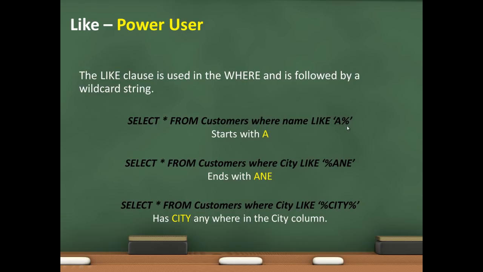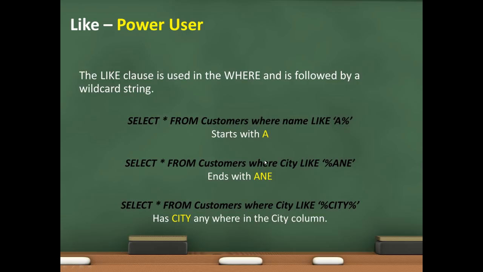And what the percent symbol says is, if it's at the end, so notice the way it sets here, I've got it apostrophe A percent. This says give me everybody who starts with the letter A. If I did an AD here, it would say give me everybody that starts with AD. The percent symbol says I don't care what follows it. But the percent is much more powerful than that.